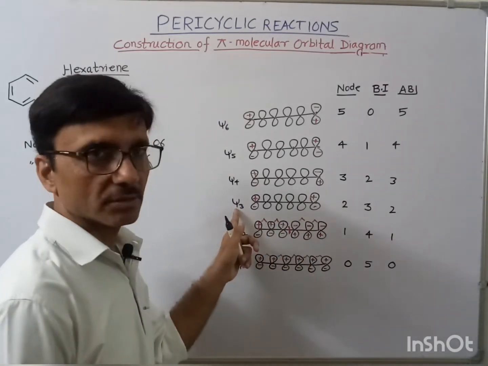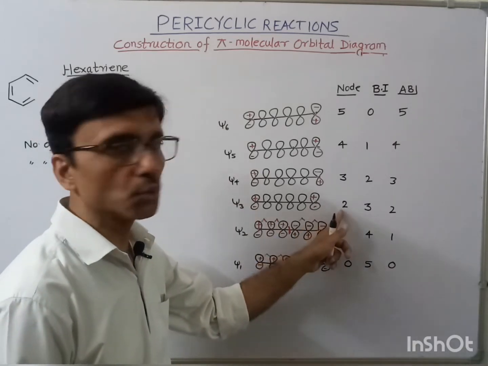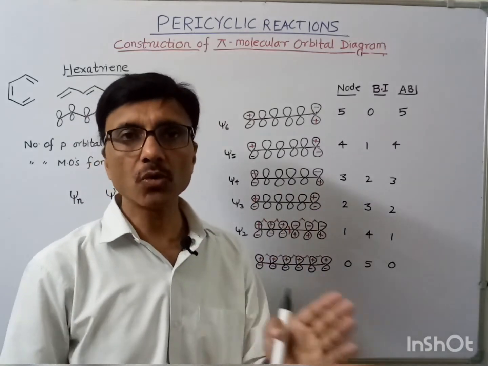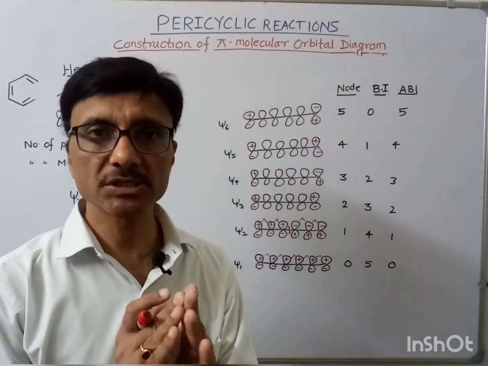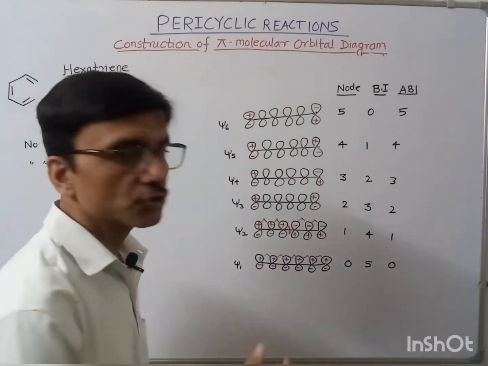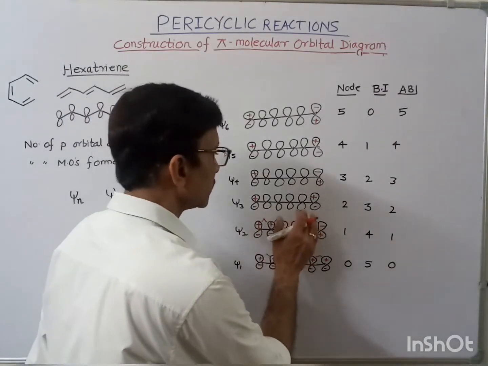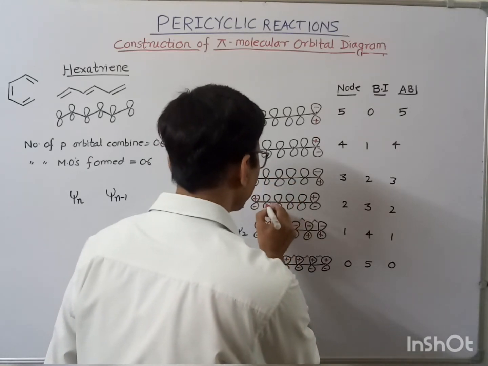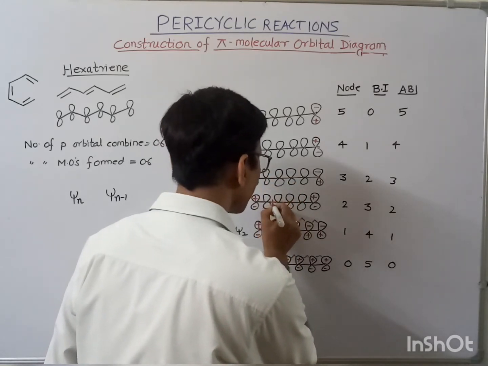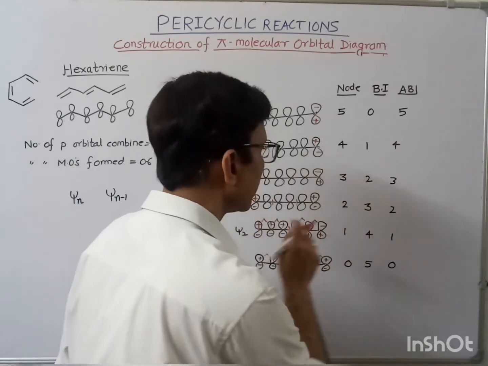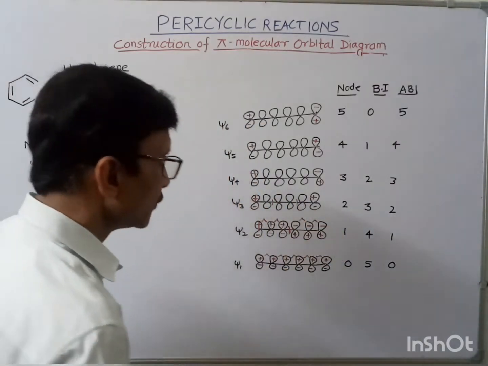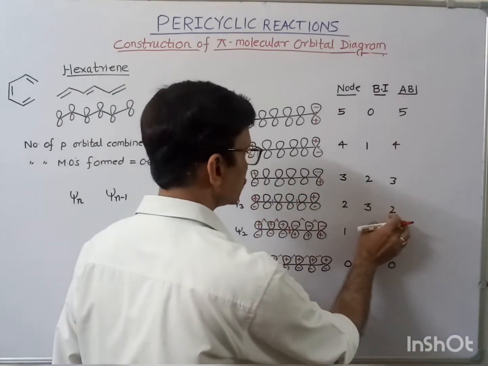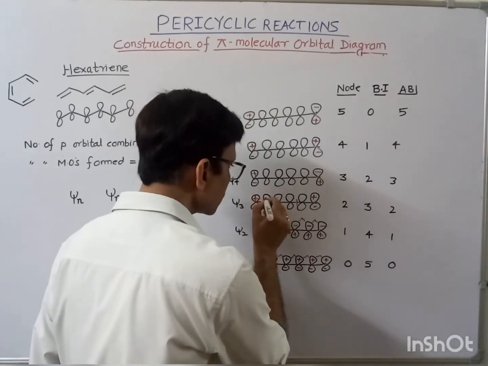Now psi3, the number of nodes is 2. Okay. So if the nodes are 2, no doubt they will not pass through the center. So from where should they pass? This node will pass from one place here and another node from here. And you will see the interactions here: the bonding interactions are 3, the anti-bonding interactions are 2. So if this is plus, this will also be plus.